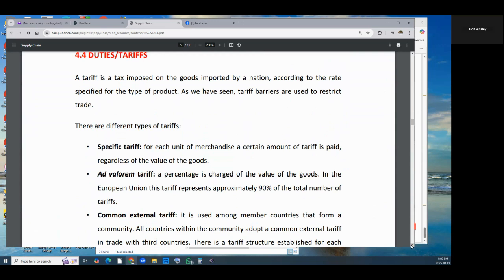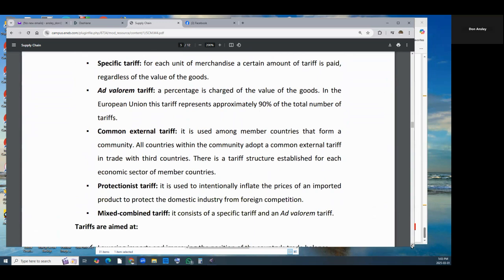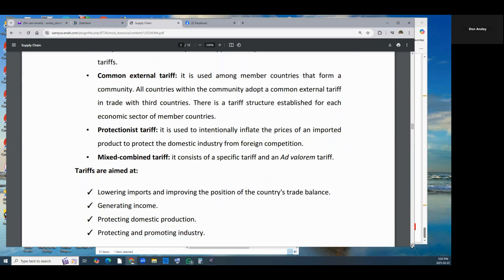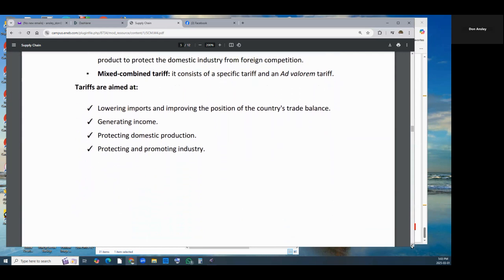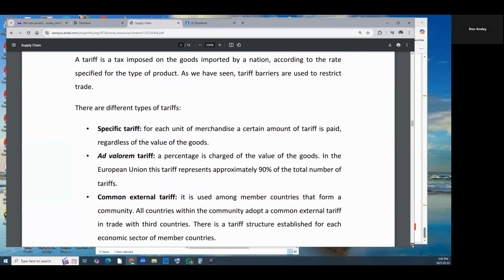In the European Union, this tariff represents approximately 90% of the total number of tariffs. Common external tariff. It is used among member countries that form a community. All countries within the community adopt a common external tariff in trade with third countries. There is a tariff structure established for each economic sector of member countries. Protectionist tariffs. They are used to intentionally inflate the price of imported products to protect the domestic industry from foreign competition. And a mixed or combined tariff. It consists of a specific tariff and an ad valorem tariff: each unit of merchandise is charged regardless of value, plus the value tariff.